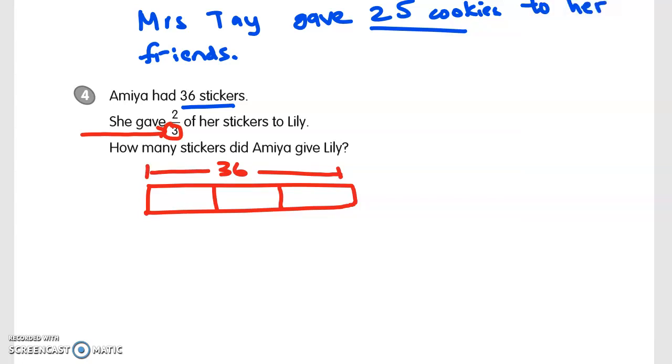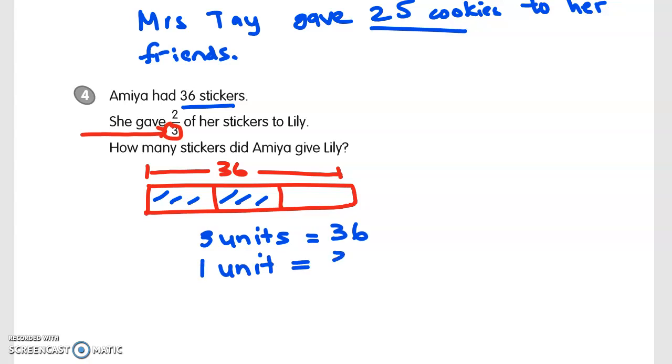Let's find 1 unit. So we can write down here 3 units is equal to 36 stickers. And she gave away 2 out of 3 units, or 2 out of 3 parts. So 3 units is 36. Let's find 1 unit first. 1 unit is 36 divided by 3, which will give you 12. So now we know that each unit has 12.